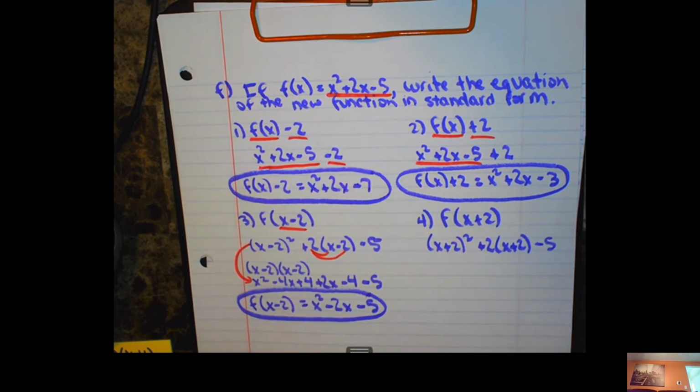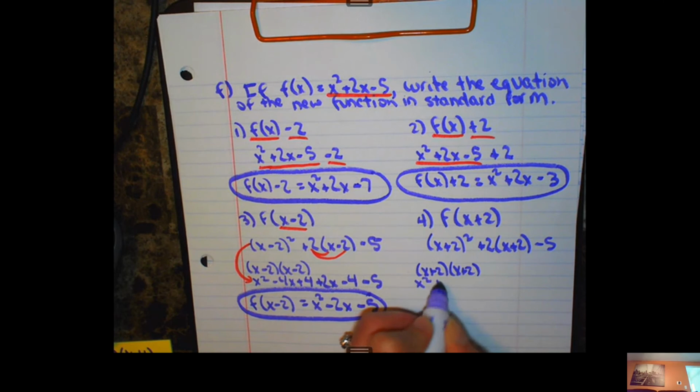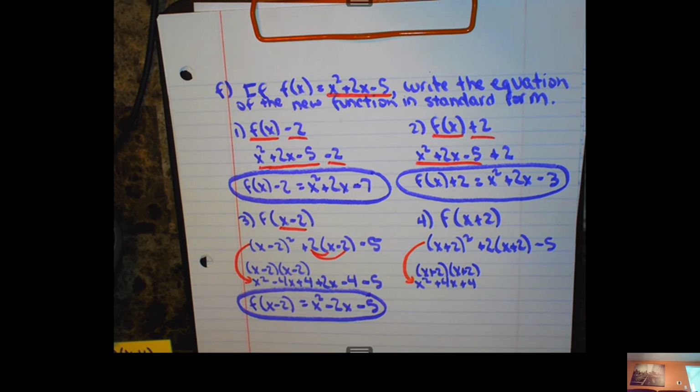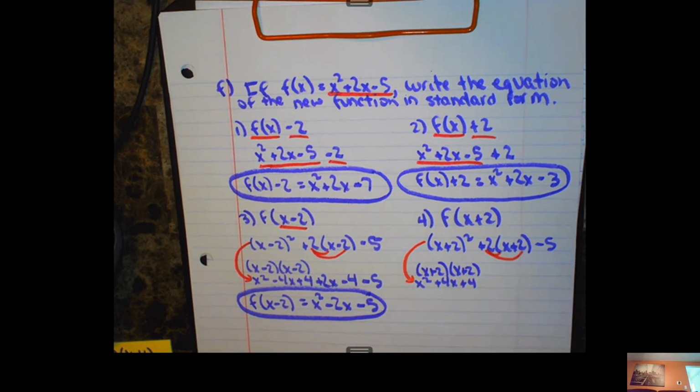Now I need to simplify this. So remember, this means that I want to write it twice, so it means x plus 2 times x plus 2. If I was to do the boxes or distribute, this would become x squared plus 4x plus 4. So I just changed this to this. Now I'm going to distribute my 2. So positive 2 times x is plus 2x. Positive 2 times 2 is positive 4. And then I have a minus 5.